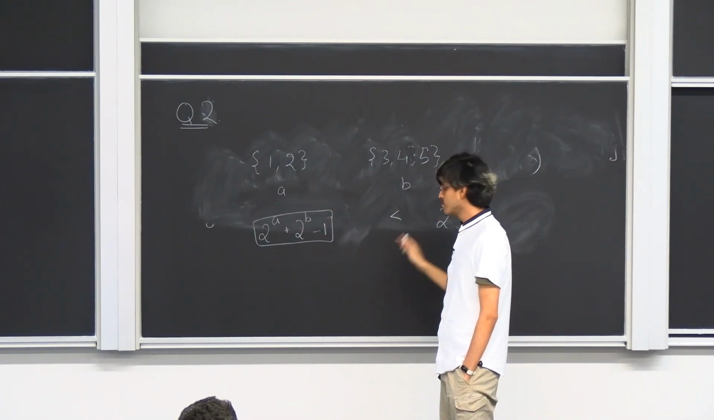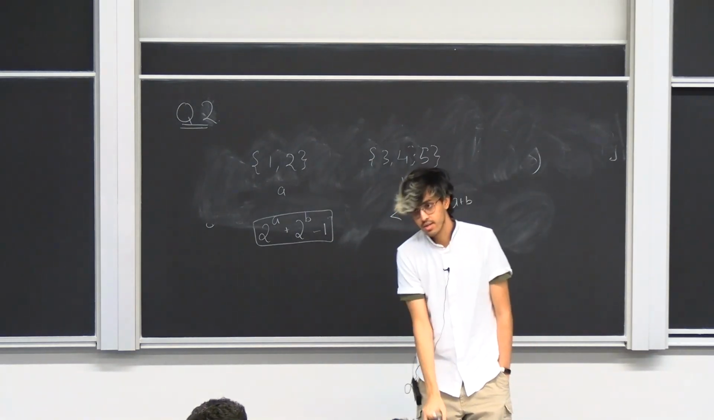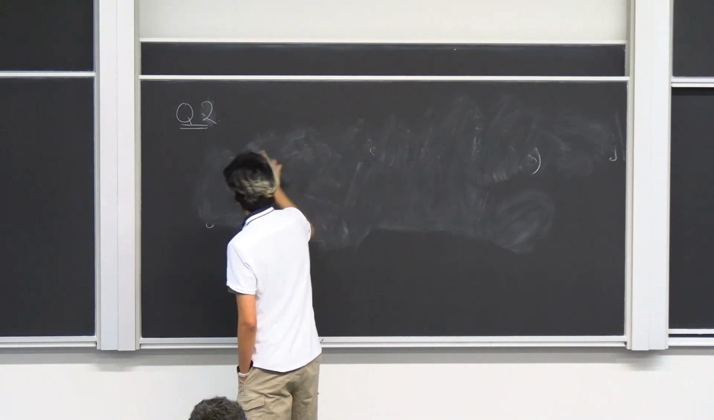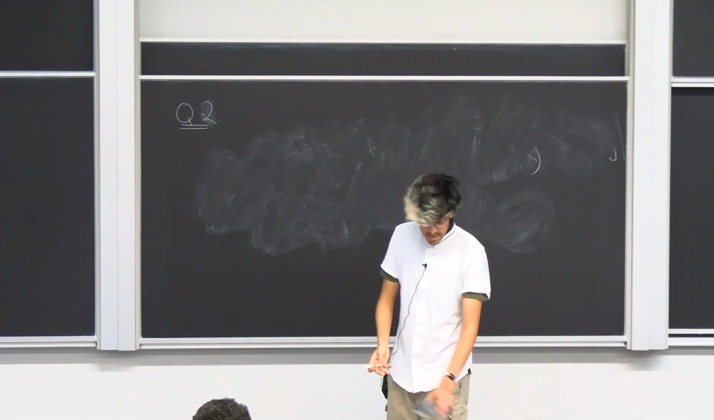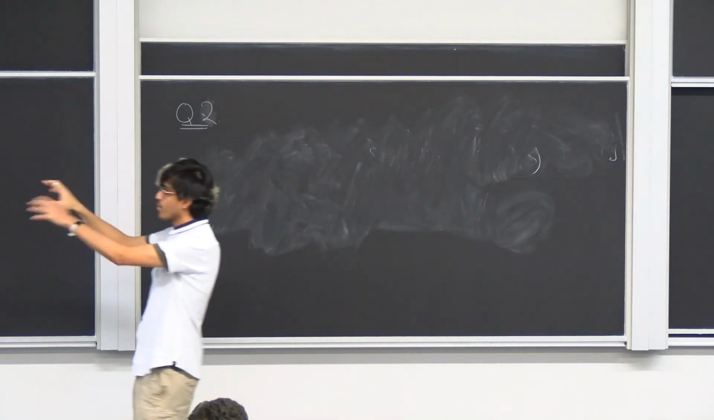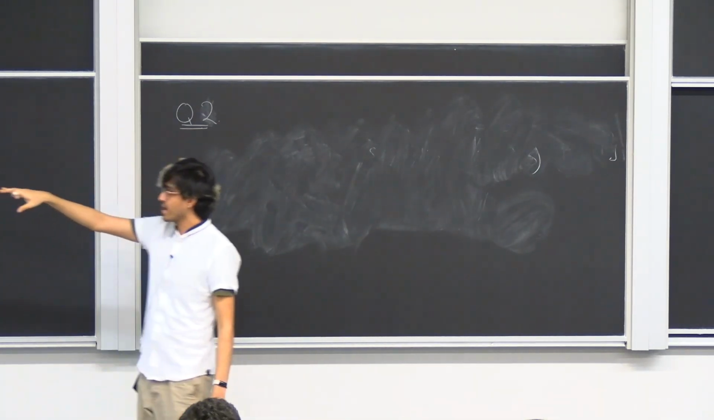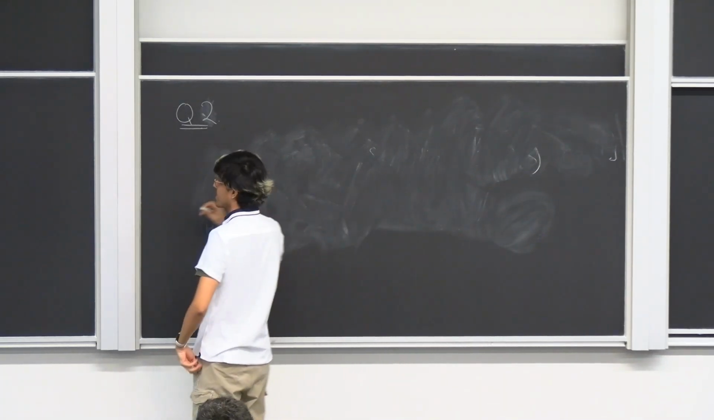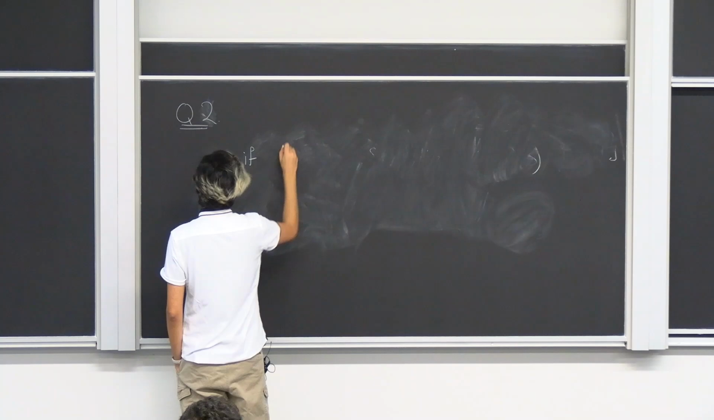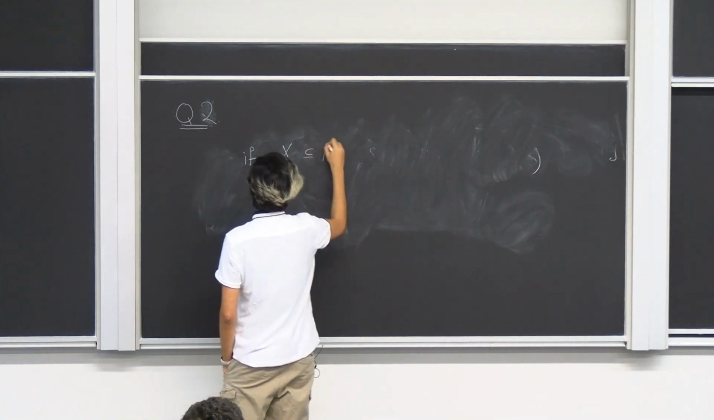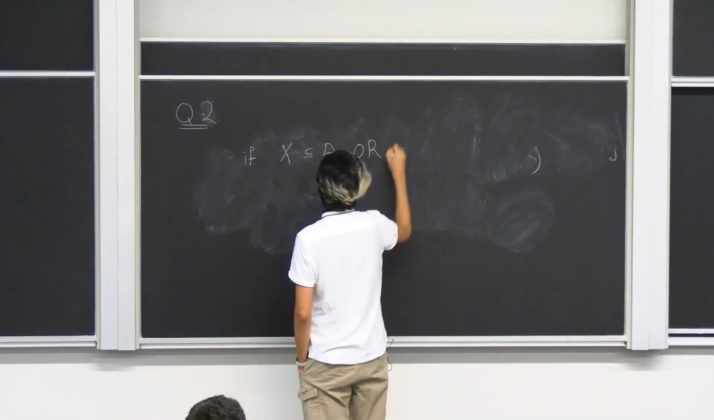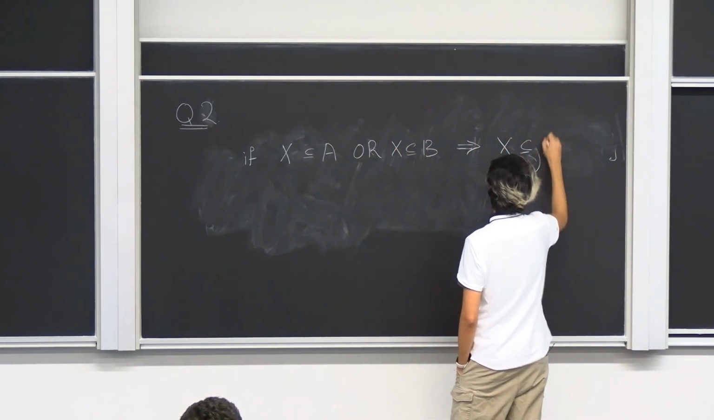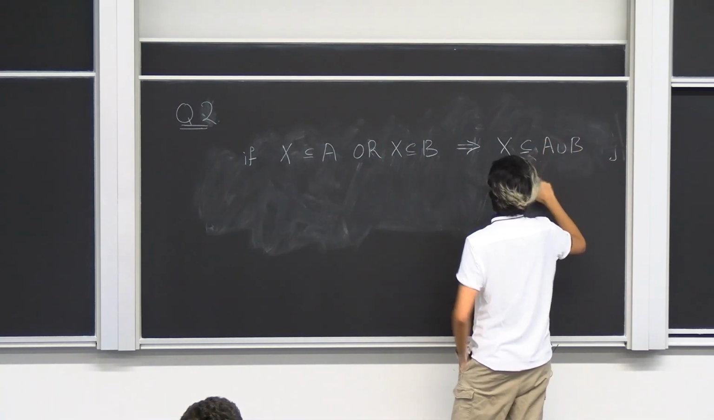Fair enough. But this is a really good insight, and it might be useful for the second part. Okay, so the answer is that this is true. The way we're going to do it is by assuming the left-hand side and showing the right-hand side. We're going to convert the statement into an implication: if X is a subset of A, or X is a subset of B, then X is a subset of A union B. This is exactly that first statement.